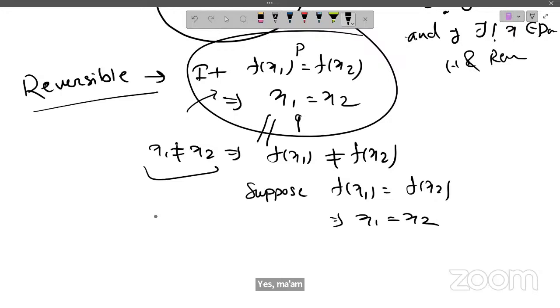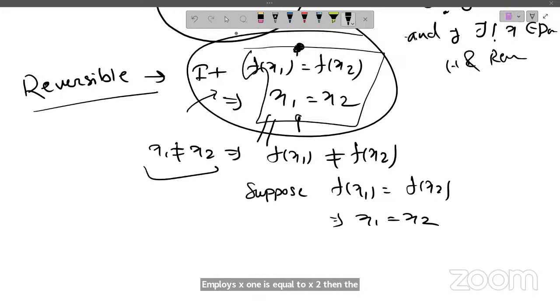Getting it now? These two statements mean the same thing. They are denoting the same thing. But whenever you want to check one-one, this statement is more useful, the other is not that usable. So we must interpret it like this: if f of x1 is equal to f of x2 implies x1 is equal to x2, then it is reversible. If f of x1 is equal to f of x2 does not imply x1 is equal to x2, then it is irreversible. That is how it has to be interpreted, right?